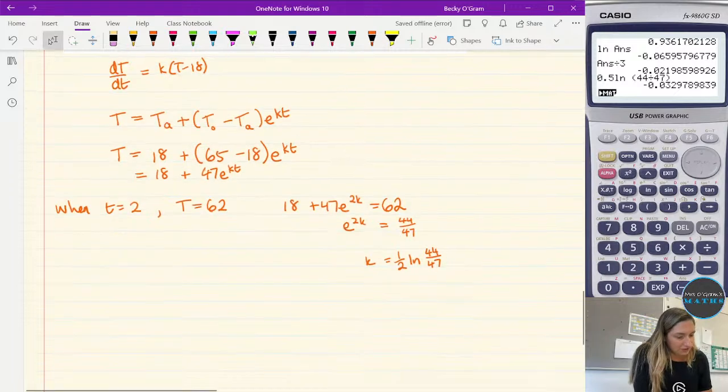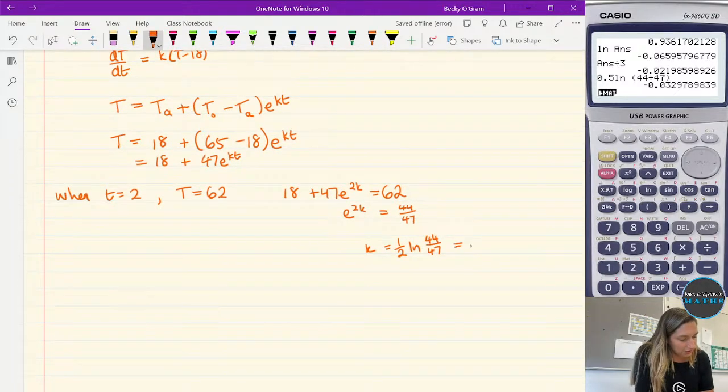All right, let's just carry on. I'm hoping that this is going to come out to the right answer. Maybe I just wrote something down wrong earlier, but let's carry on as we were. We've got k is half the natural log of 44 over 47.